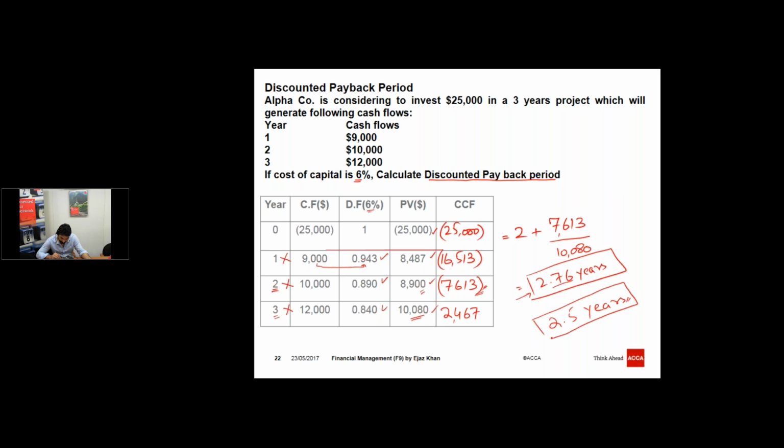And the reason is that in simple payback period, we are just concerned with the recovery of initial investment. Whereas in the discounted payback period, we are interested to cover both our initial investment and cost of finance.